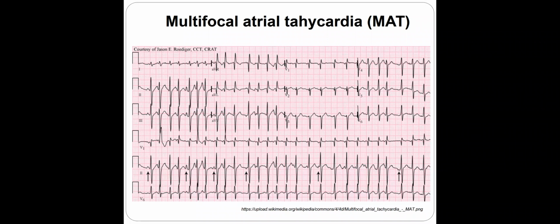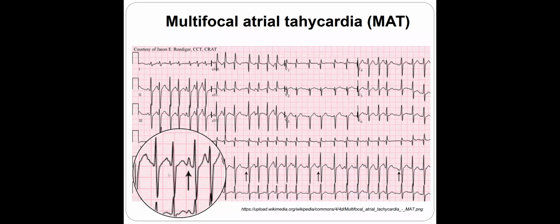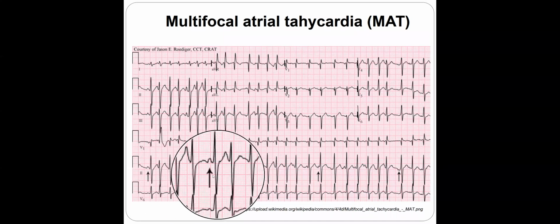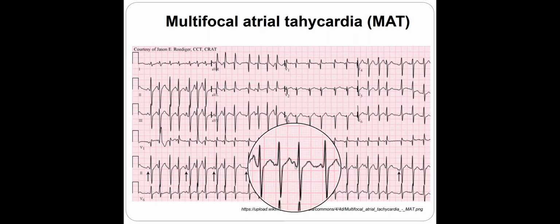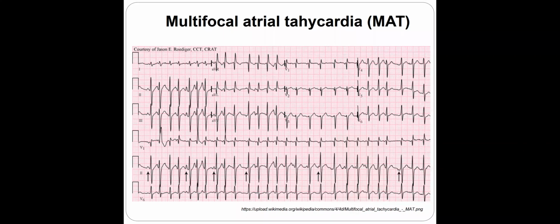For example, here, very nicely, you can see that these P waves, when we have this extra one, the morphology is different from the other P waves. So this is what we have in multifocal atrial tachycardia. Is it understandable? Yes. Good.